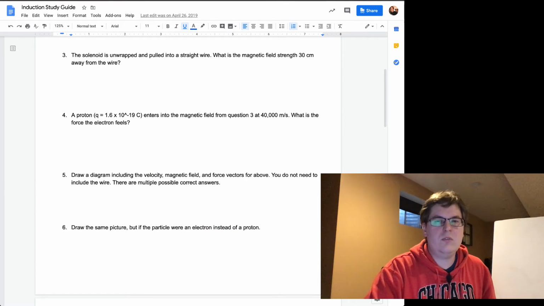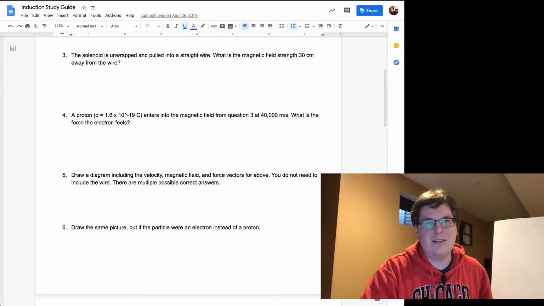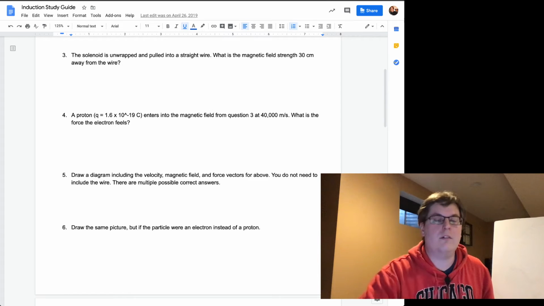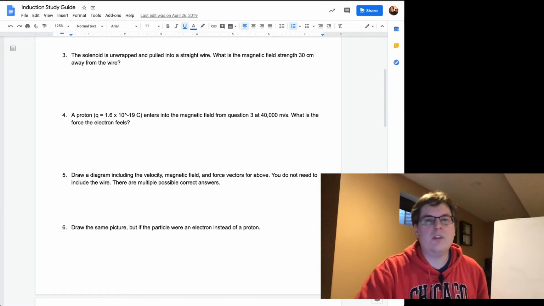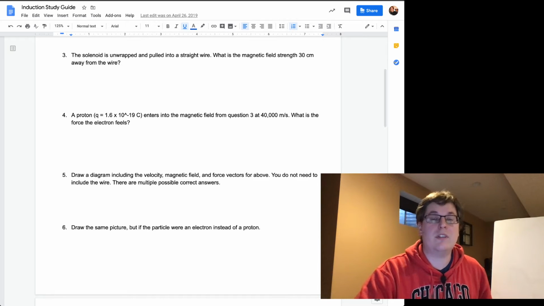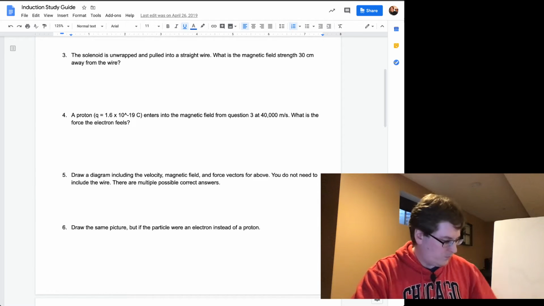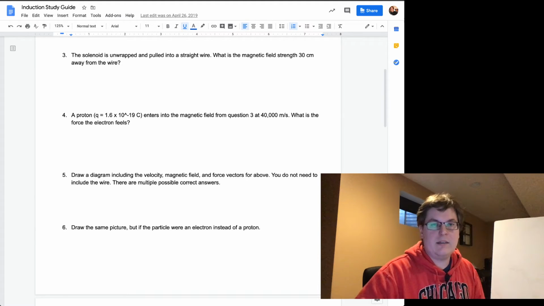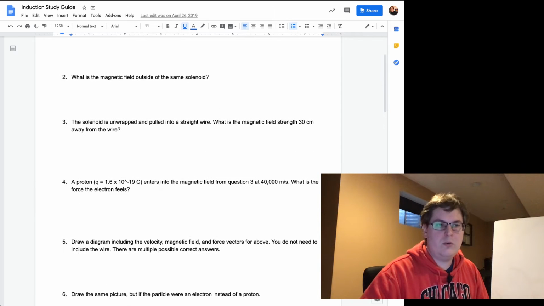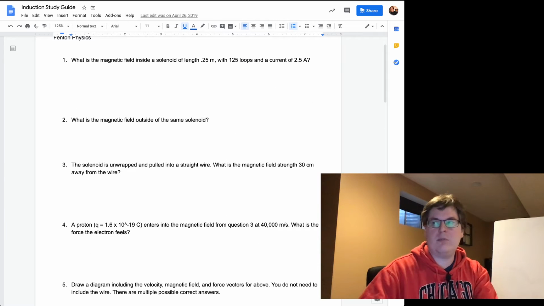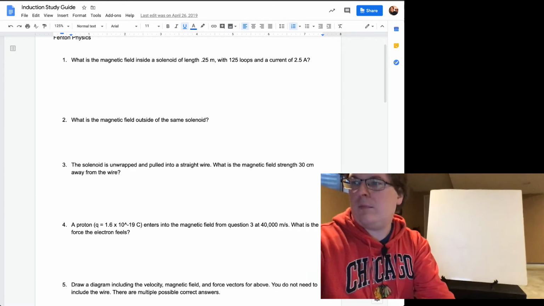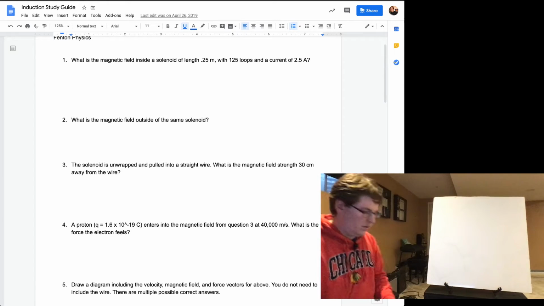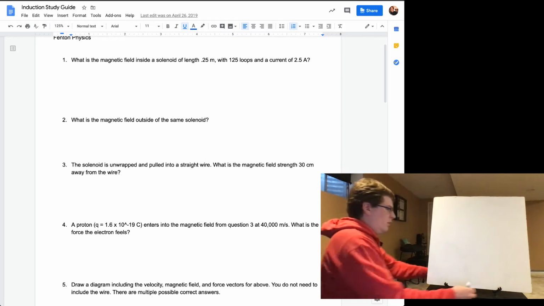So starting with question 4, a proton, which has a charge of 1.6 times 10 to the negative 19th coulombs, enters the specific magnetic field from question 3 at a speed of 40,000 meters per second. What is the force that it feels? So I guess we would need to know the answer to question 3 in order to do that. I'm not going to spend too long on that, but I will show you guys the explanation in just a brief moment, because I do want you to have it if you've been struggling.